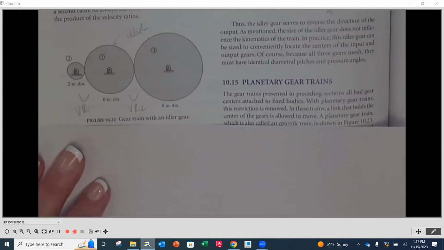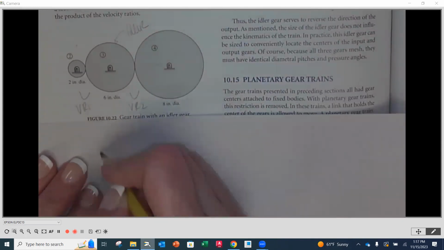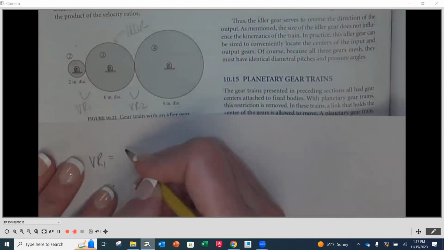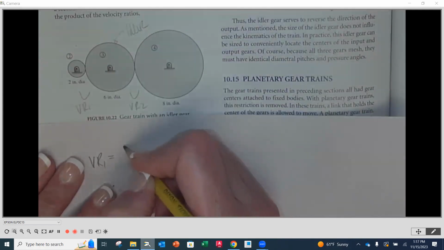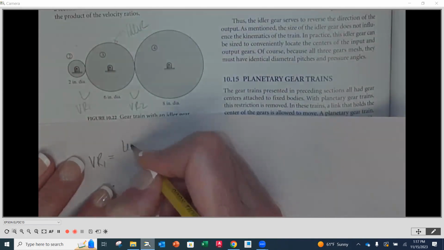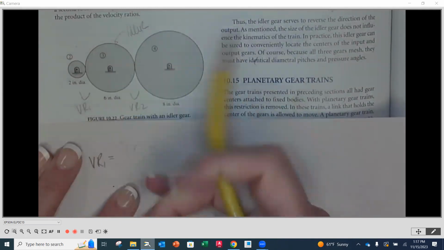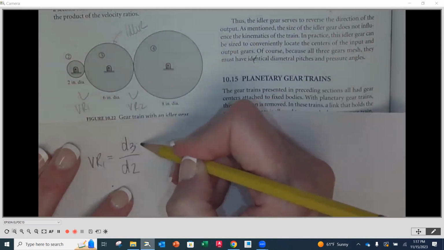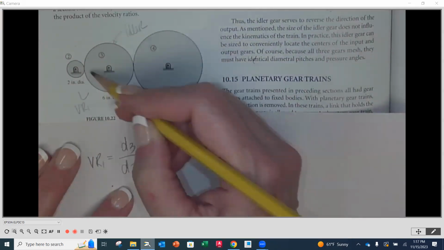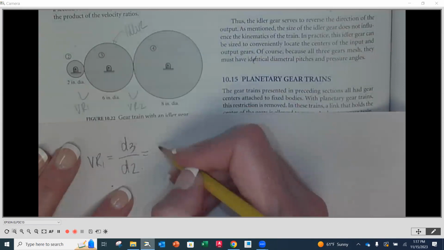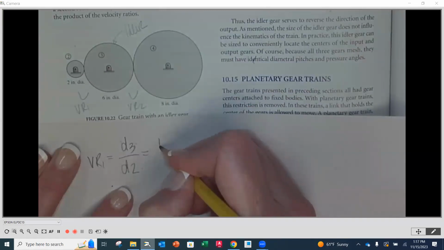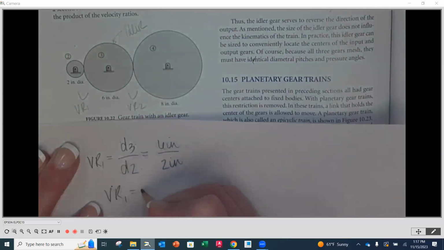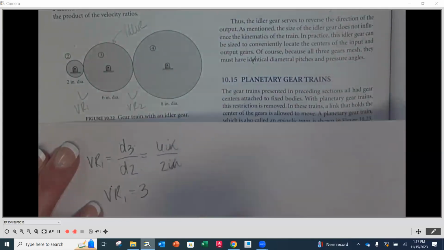For velocity ratio number 1, it's going to be equal to the pitch diameters, D3 divided by D2. Our gear is on top and our pinion on the bottom for the first set. So this is going to be 6 inches divided by 2 inches. So velocity ratio number 1 is going to be 3, right? The inches cancel out.